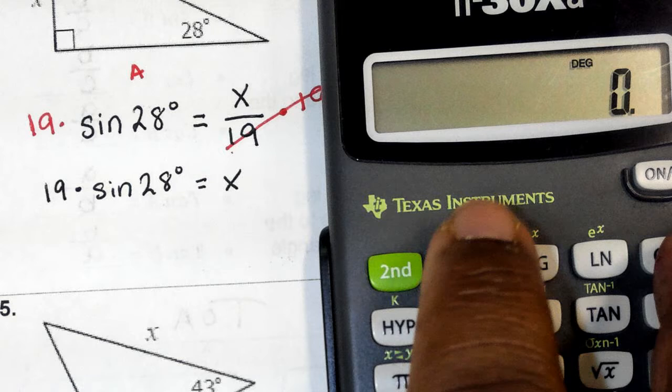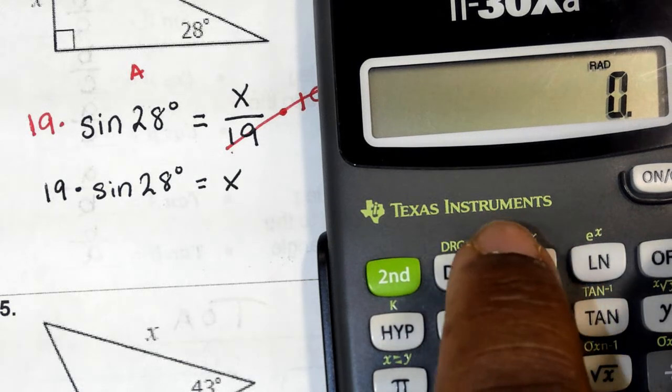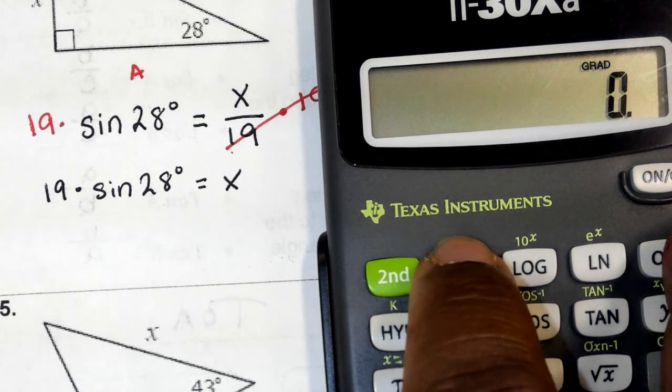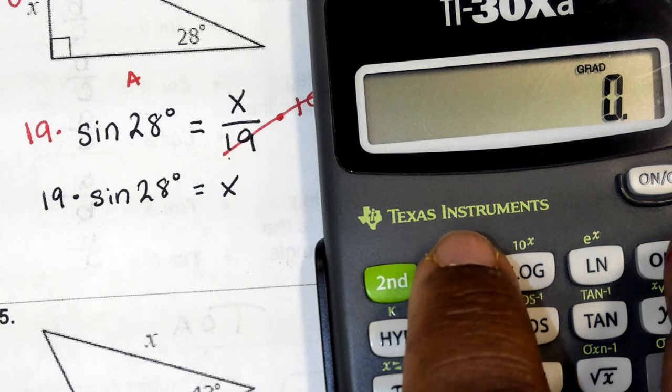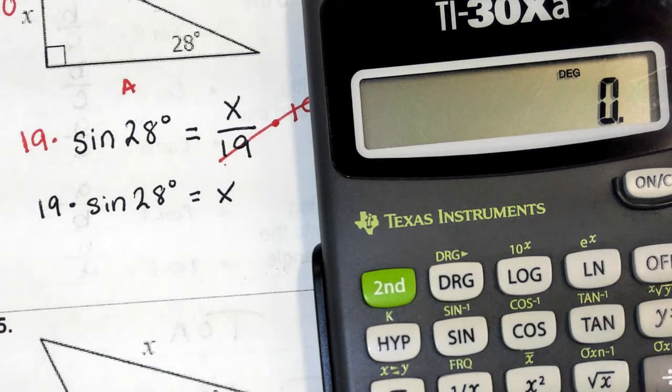Sometimes kids don't know they accidentally click these buttons and your calculator ends up in another mode. This is radians, this is gradients. You want your calculator in degrees for trig. If not, you're going to get the wrong answer. It's going to spit out some wacky stuff. Sometimes it may even say error if you try to type certain stuff in. But make sure your calculator's in that mode. Like I said, y'all cell phones are already in that mode, so you'll be good.